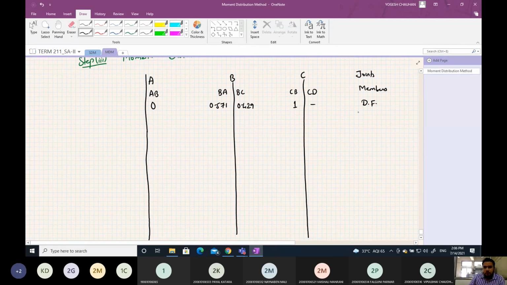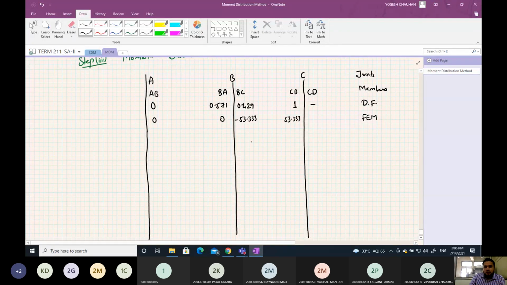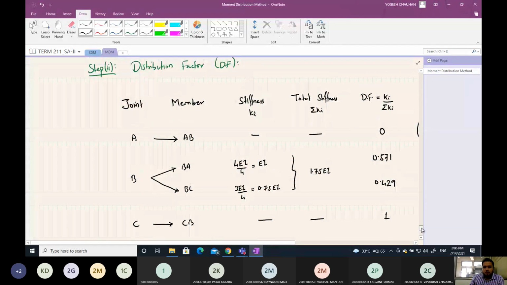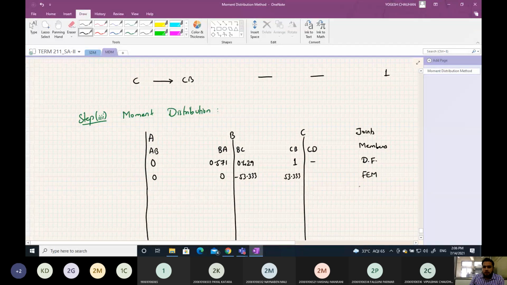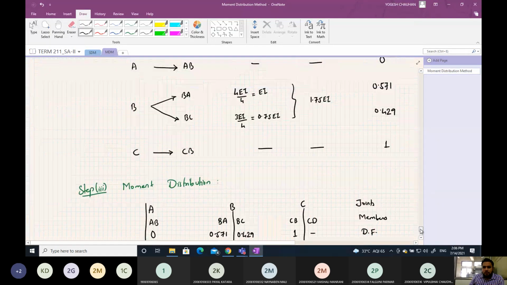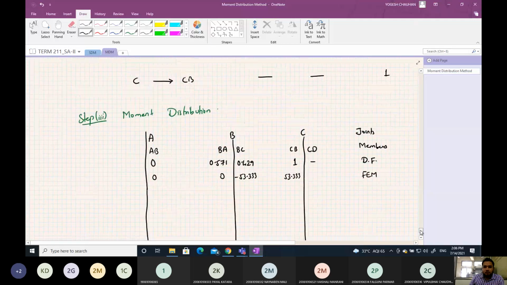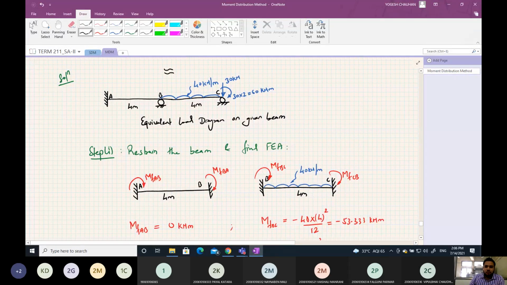Then we write the fixed end moments. So the moments are 0 here, 0 here, minus 53.333 here, and 53.333 here. So this is the fixed end moment. Now we have to release this moment same as earlier, because C is a hinge support, so we have to release that.